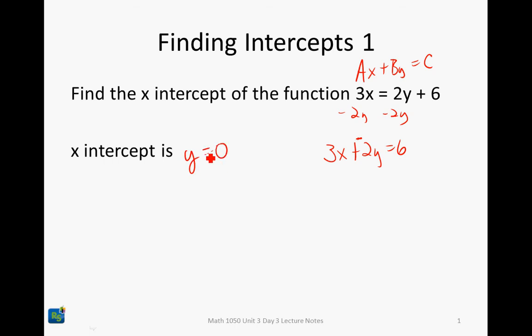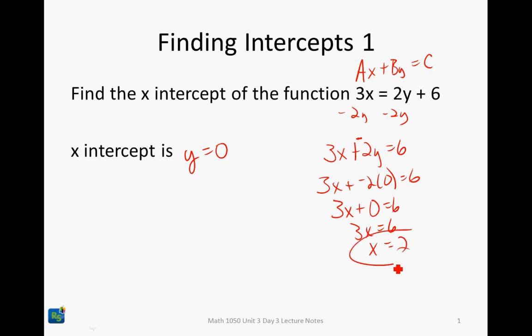So I'm going to substitute y being 0. So 3x plus 0 is equal to 6. So x is equal to 2. So when y is 0, x is 2. That's an ordered pair that's on the graph.